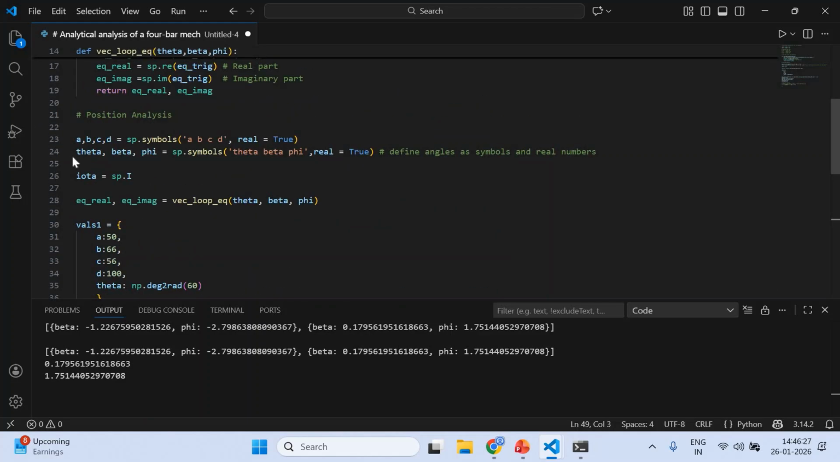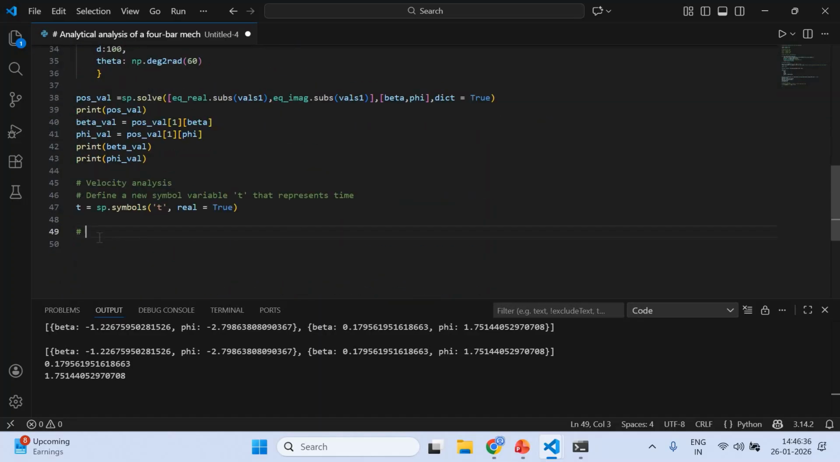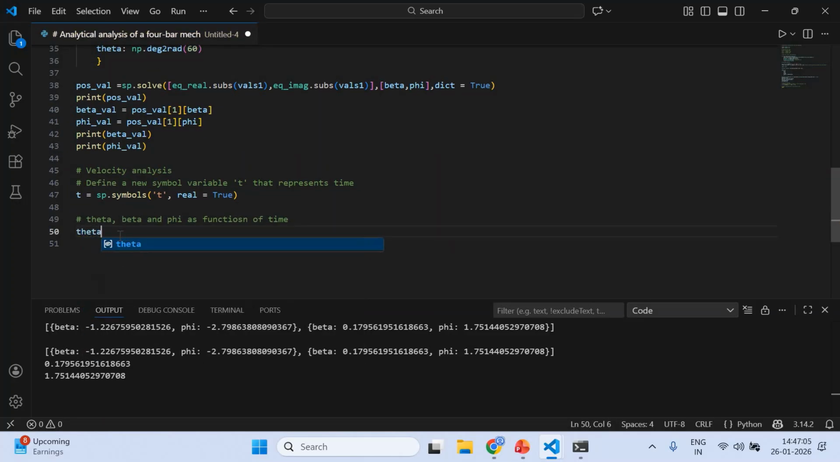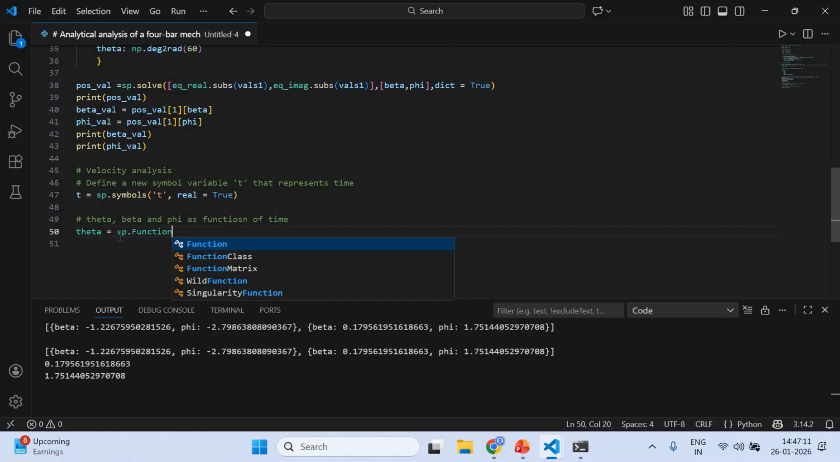Now it's very important. Initially, in the position analysis, we defined theta, beta and phi as symbols, correct? And we declared them as real numbers. At this point, for velocity analysis, since we are going to differentiate theta, beta and phi to obtain angular velocities, we will define theta, beta and phi as functions of time. Very important. This is the difference between the position and velocity analysis. So to do so, theta will be equal to sp.Function, sp.Function.